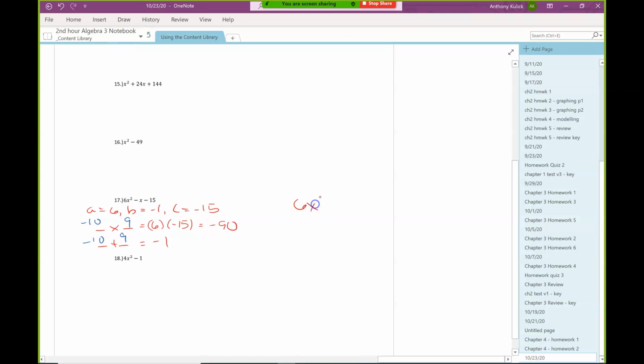Okay, so now we'll rewrite this. In place of the -1x, I'll write -10x plus 9x. And we'll make two groups. From the first group, we'll look for a greatest common factor. So what divides both 6x squared and -10x? 2x. Very good. When I divide 6x squared by 2x, I get 3x. And when I divide -10x by 2x, I get -5.